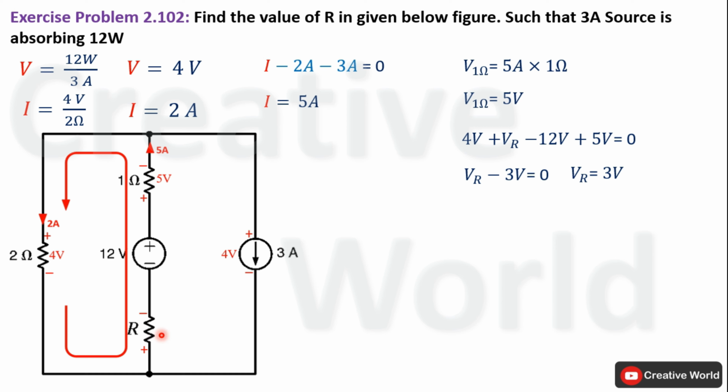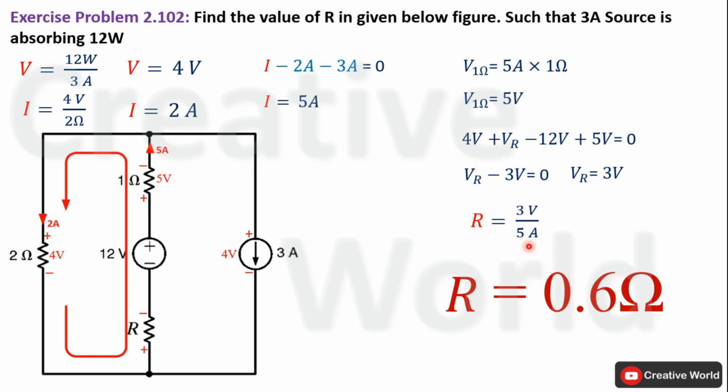We know the value of current through this branch, that is 5 ampere, and we know the value of voltage across this resistance R, that is 3 volt. So we can use Ohm's law to calculate the value of resistance, that will be equal to 3 volt divided by 5 ampere. So the value of resistance will be 0.6 ohm.